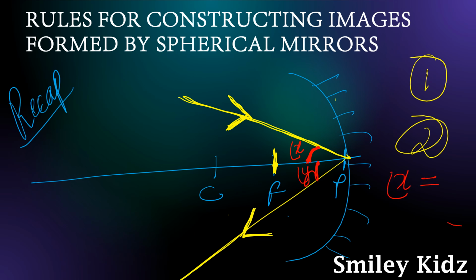This means it makes the same angles, that is angle x is equal to angle y, obeying the laws of reflection, that is angle of incidence is always equal to angle of reflection. This is nothing but a ray of light incident at the pole and making an angle with the principal axis. After reflection it goes on the other side of the principal axis, making the same angle with the principal axis, obeying the laws of reflection, that is angle of incidence is always equal to angle of reflection.